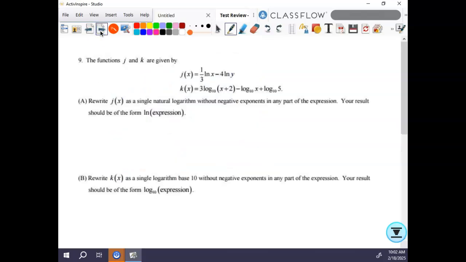All right, number 9. We're going to rewrite j of x as a single natural logarithm without negative exponents in any part of the expression. Your result should be in the form natural log of the expression. So it's telling you how much to condense and basically what to do with that. I'm not solving. Notice it says rewrite. It does not say solve. I don't have anything to solve. I'm just rewriting. And so let me just start by rewriting j of x as it is.